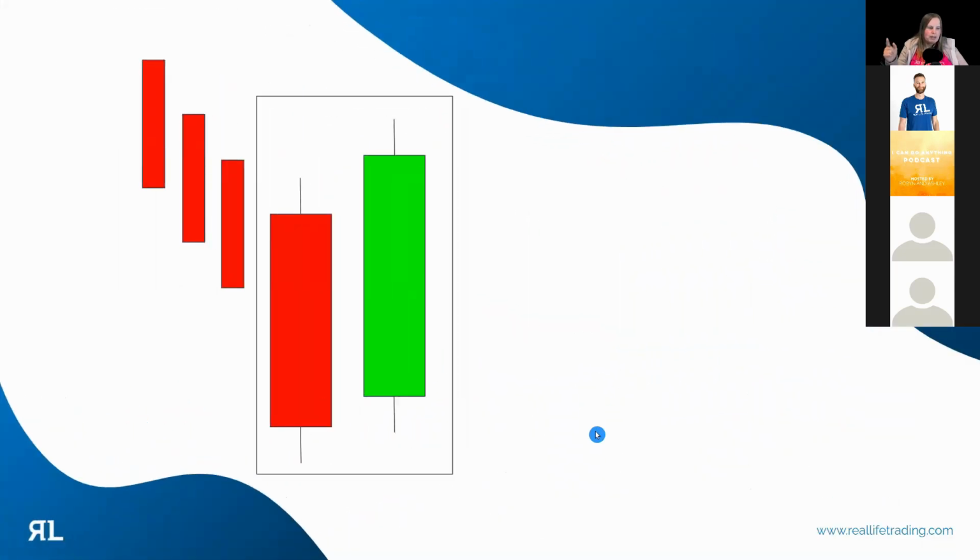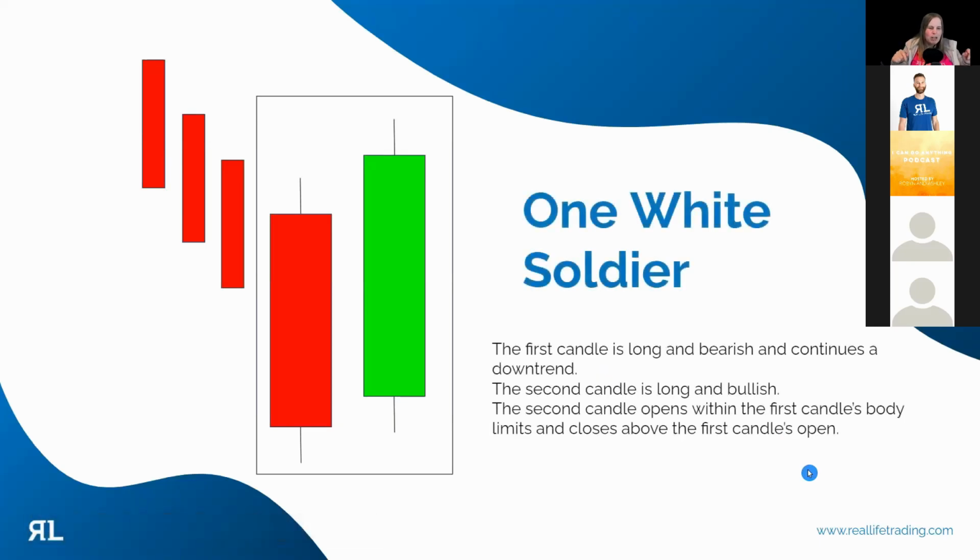And how about this one? Anyone tell me what this one is? All right, we've got a downtrend, a gap up. Yeah, this is absolutely Jeremy's favorite. One white soldier, you betcha. All right, so this is a one white soldier.